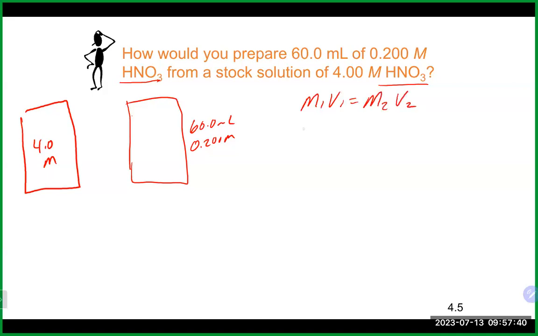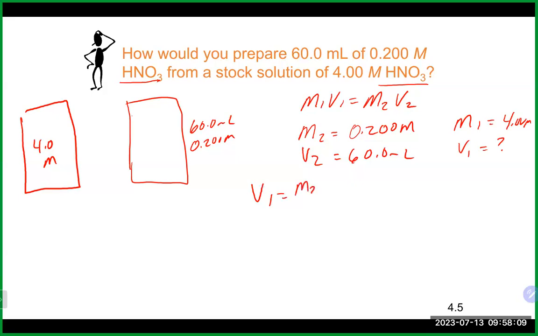In this case, the more dilute one is usually the M2, but it really doesn't matter as long as you keep everybody together that goes together. So V2 would be 60 milliliters. M1 here would be 4 molar, and that means that we are going to be looking for V1. So again, in this case, I can leave it in milliliters, and if I solve for V1, that would equal M2 V2 divided by M1, dividing this to the other side.